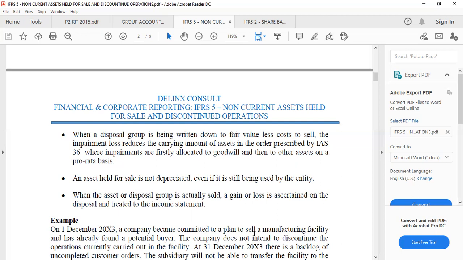When the asset or disposal group is actually sold, a gain or loss is ascertained on the disposal and taken to the income statement. So we have classified the asset at 5,000. Now we sold it for 6,000. We sold the asset, we are having a profit of 1,000. That is what they are saying.